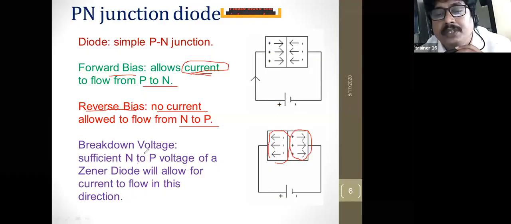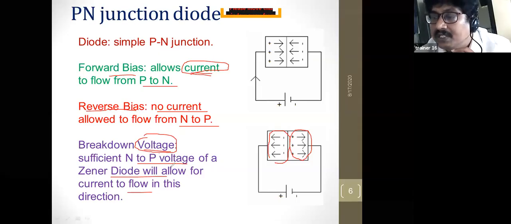The breakdown voltage occurs only in the NP junction. In the Zener diode, current will flow in this direction at a constant voltage. That is called the breakdown voltage. We will discuss this clearly later, whatever is in this slide. I will give a brief conclusion to you in the next slide.